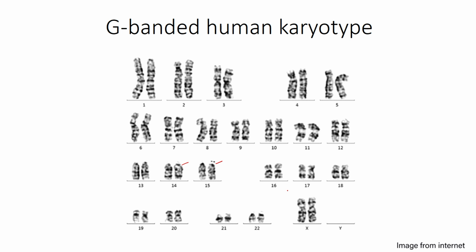Then chromosomes 16 to 18 are small submetacentrics. Then 19 and 20 are small metacentrics. Then 21 and 22 are very small acrocentrics with satellites. Here you can see the satellites. And if a Y chromosome is there, the shape is the same, but it will not have a satellite. So this is your G banding.